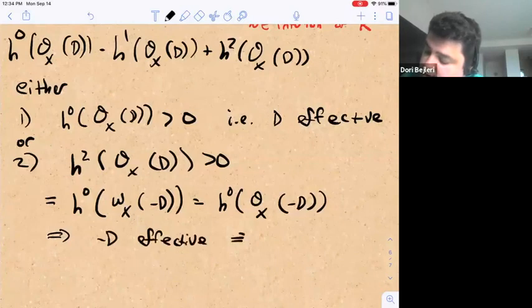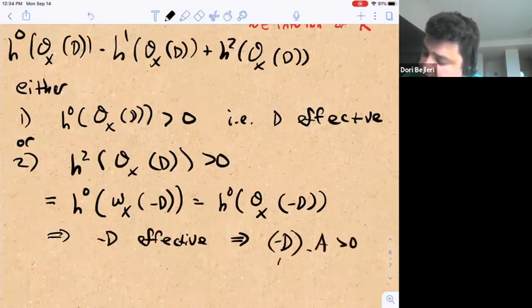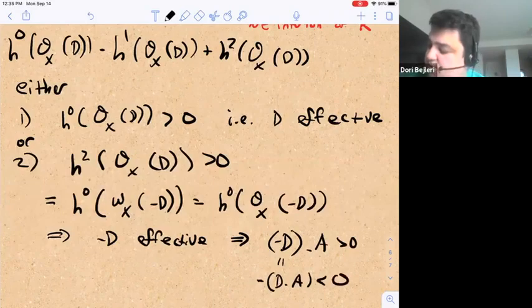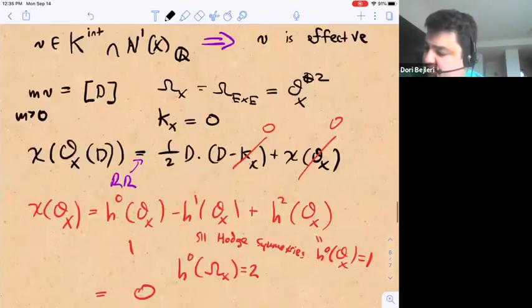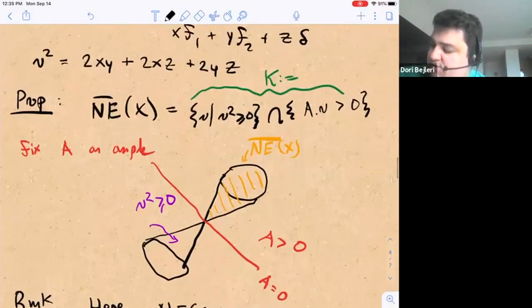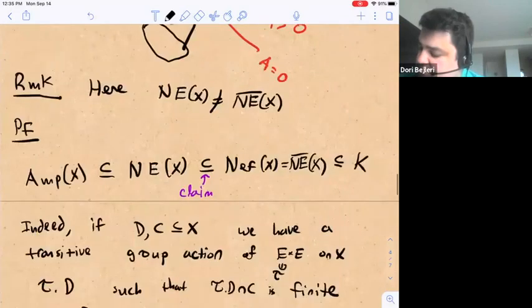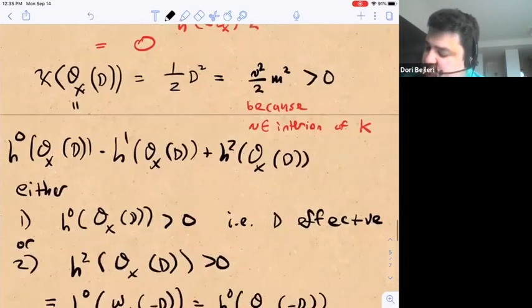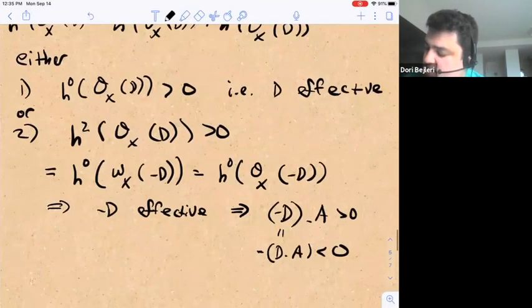But that would imply that if we look at our ample, then minus d dot our ample is greater than 0, but minus d dot our ample is minus of d dot a. And that's a contradiction, because our assumption was that d was in this cone, which was the intersection of where a is greater than 0, and where v squared is greater than or equal to 0. So on the one hand, if H2 is non-zero, then minus d dot a is greater than 0. But on the other hand, by assumption, d dot a is greater than 0, so this is a contradiction. So 2 can't happen.